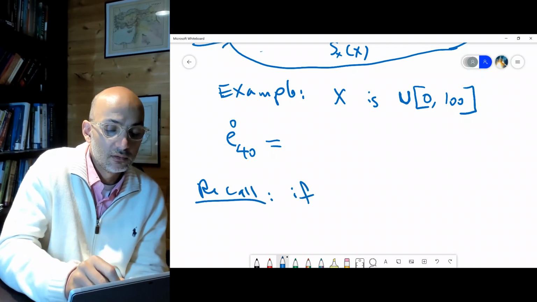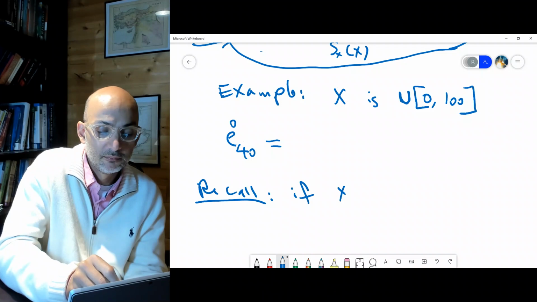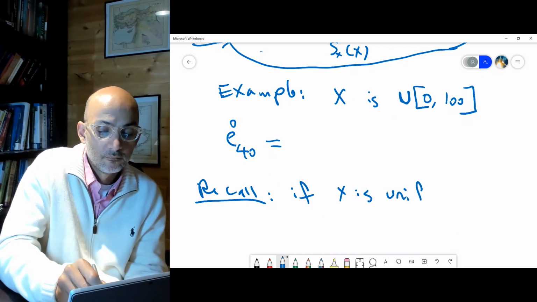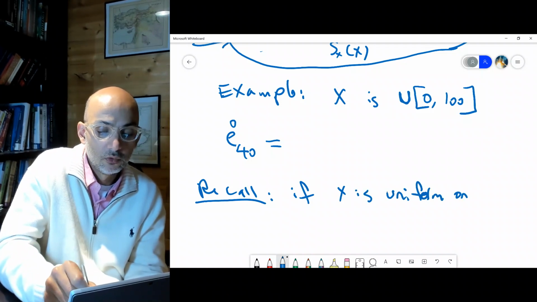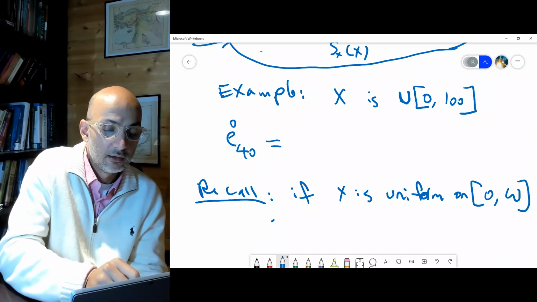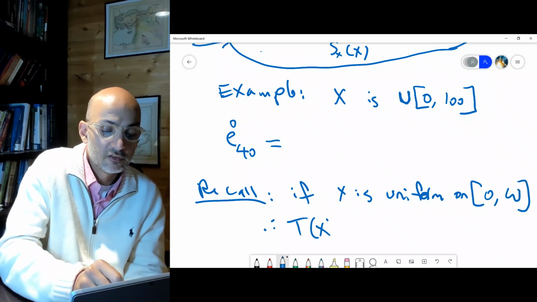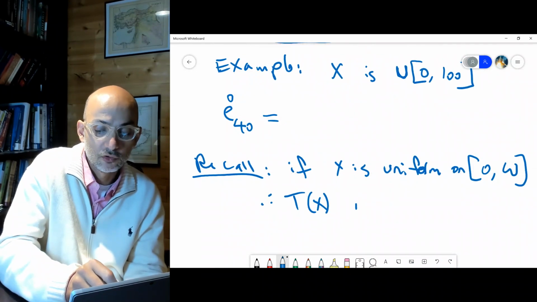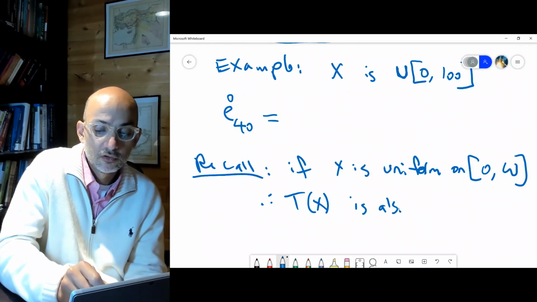If X is uniform on 0 and omega, then what is T? T of x, the remaining lifetime at age x, is also uniform.